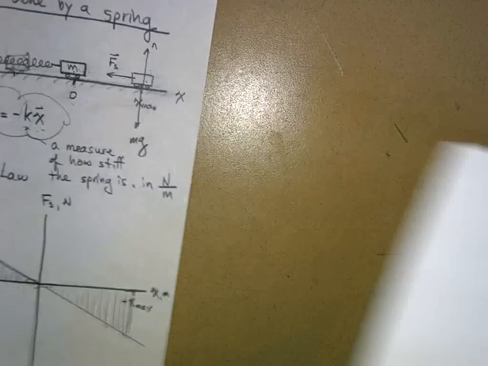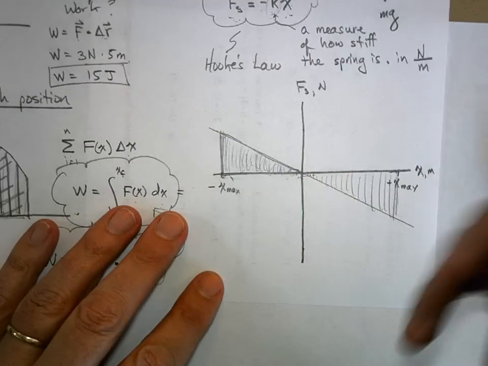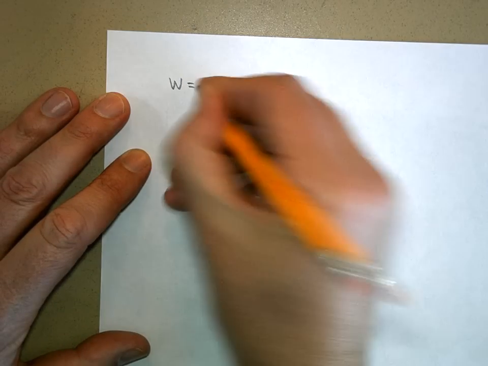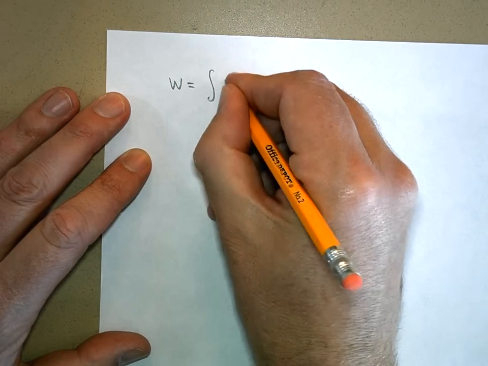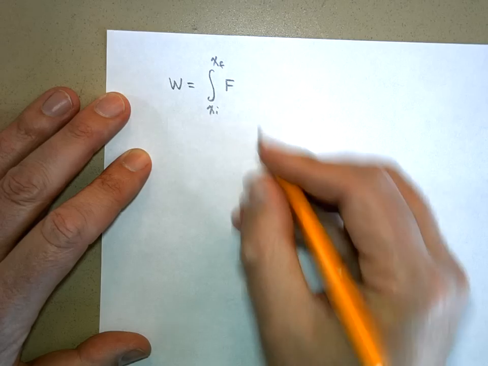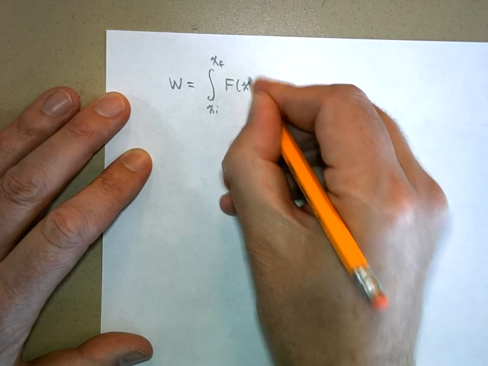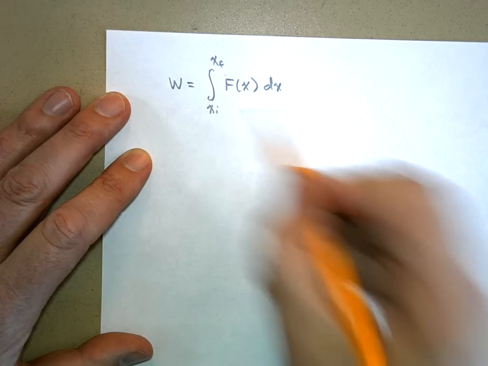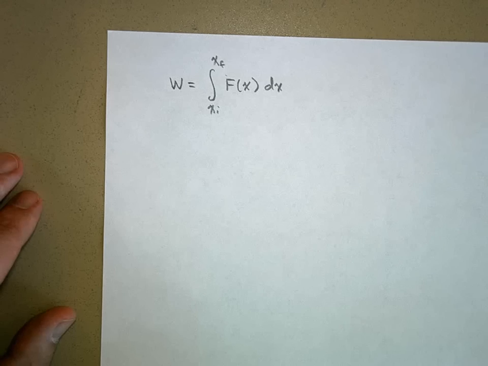We can do it based on the triangles right here. But let's do it using, because I'm getting low on time now, let's do it based on work is equal to the integral from x initial to x final of f of x dx. I'm just going to keep everything in the x direction here.